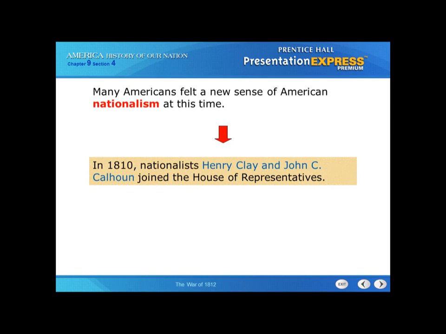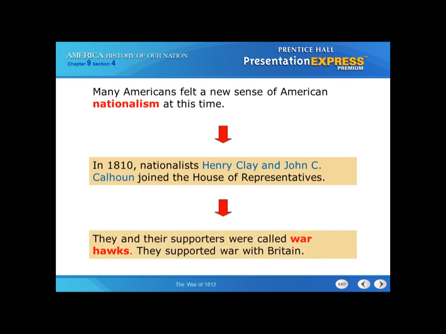Again, nationalism is a strong patriotic view of your country. In 1810, nationalists Henry Clay and John C. Calhoun joined the House of Representatives. They and their supporters were called war hawks. They supported war with Britain. So they said enough was enough. They said it's time to go to war with England.